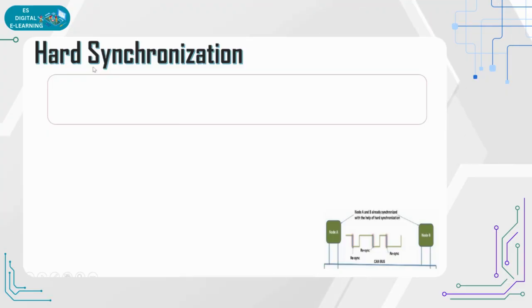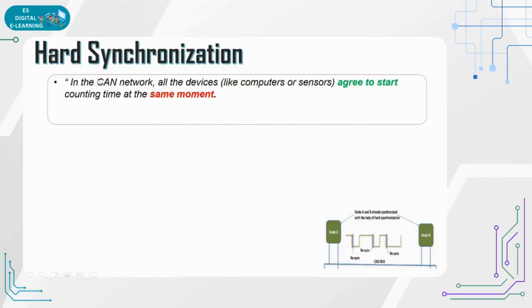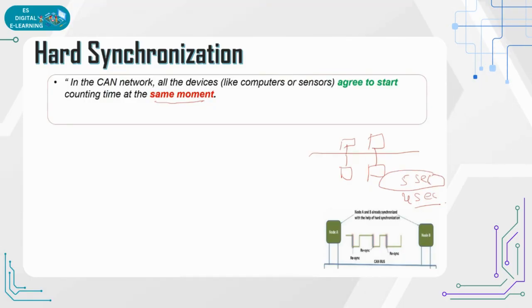Hard synchronization: in a CAN network, all the devices, the ECUs, which we call computers or sensors, agree to start counting the time at the same time. Whatever ECUs we are connecting on the bus network, it will be defined that they send the data at 5 seconds or 4 seconds, and based on that all the ECUs communicate. This is one definition.